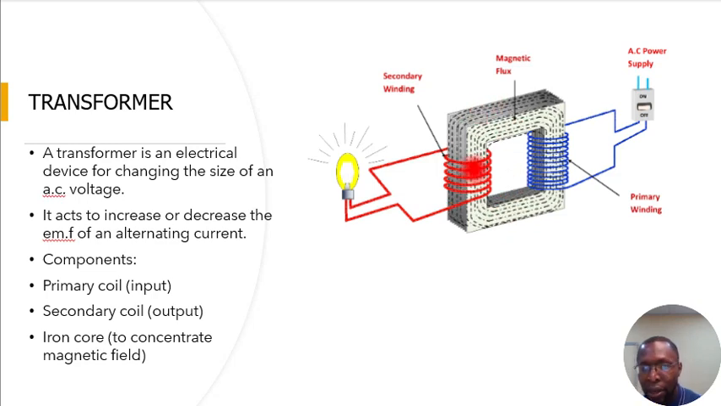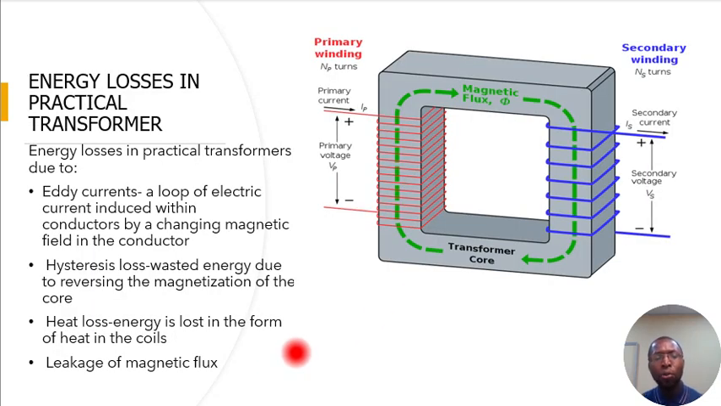Okay, and this thing at the center is known as what? The magnetic core. It is the one that helps in enhancing the magnetic field that now induces more voltage, either high or low. Okay, so having said that, let's now talk about energy loss in a transformer.